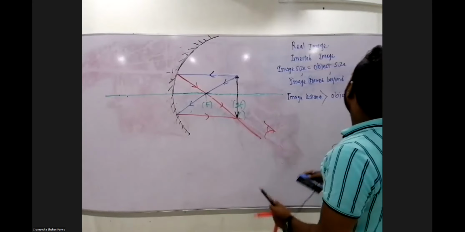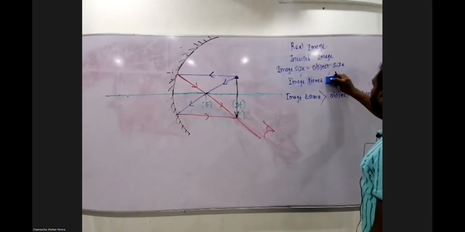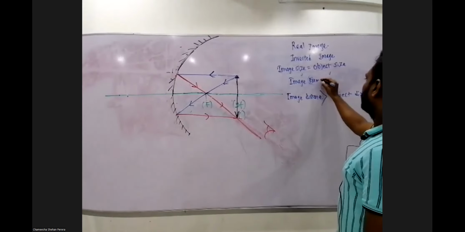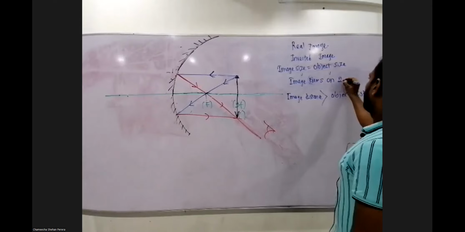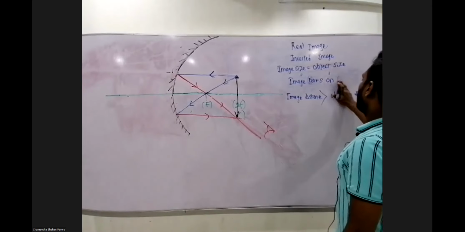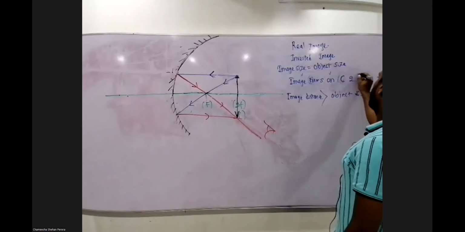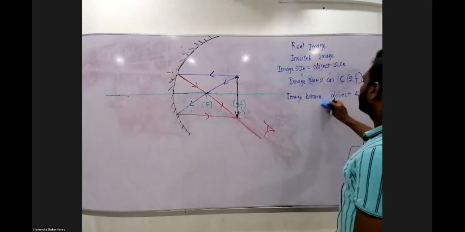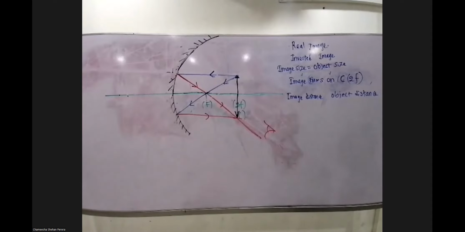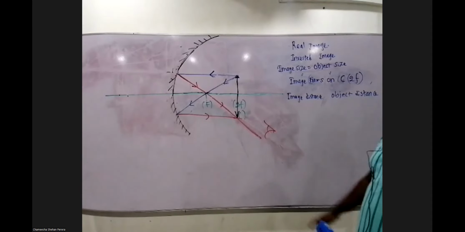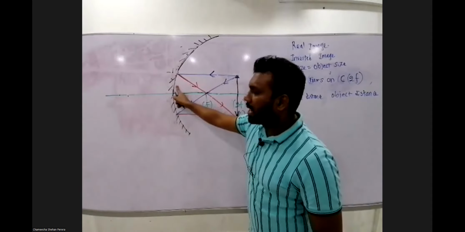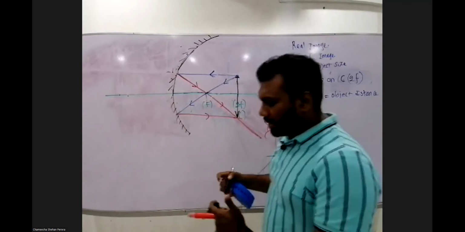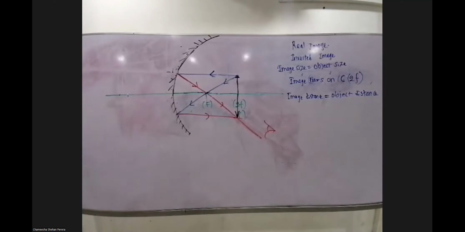right image එක form වෙන්නේ කොහෙද? At point C, image forms on C, එහෙමත් නැත්නම් 2F. වල image distance එකයි object distance එකයි කොහොමද? Same distance. Object distance and image distance are equal.